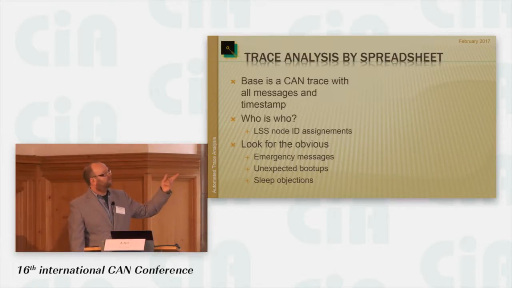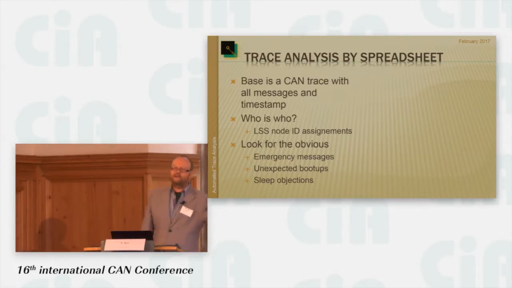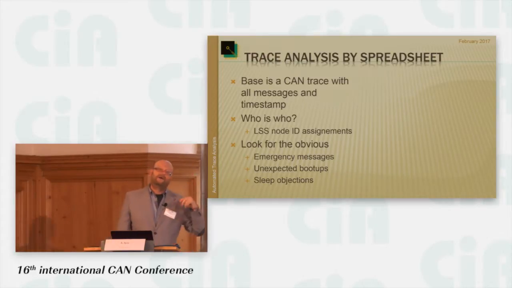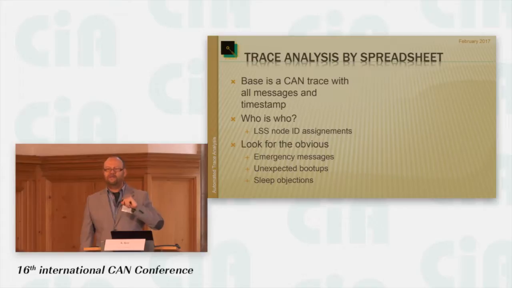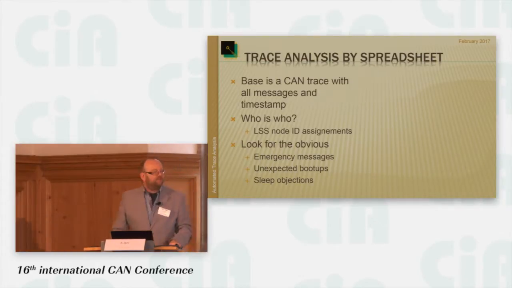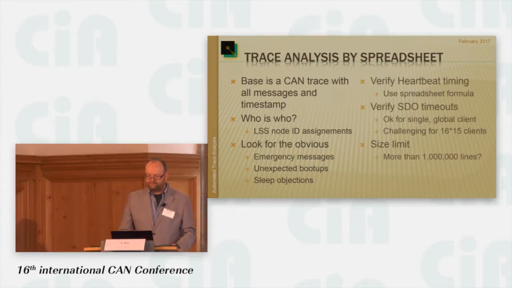So we would look for the LSS node ID assignments and first see, oh, for this trace, device number 5 is from manufacturer A, and node number 7 is from manufacturer B. So if we later find a fault, we know who is who. And something which is quite simple is what I call looking for the obvious. That would be emergency messages, unexpected boot ups, or in a system where sleep support is given, if any of the nodes on the network constantly sends sleep objections, and therefore the system cannot go to sleep.